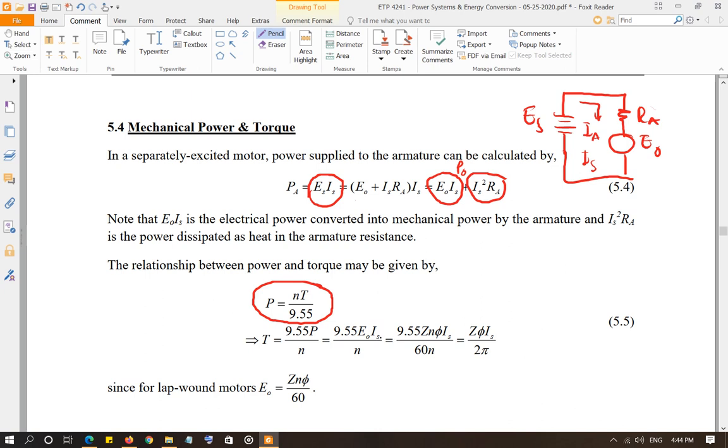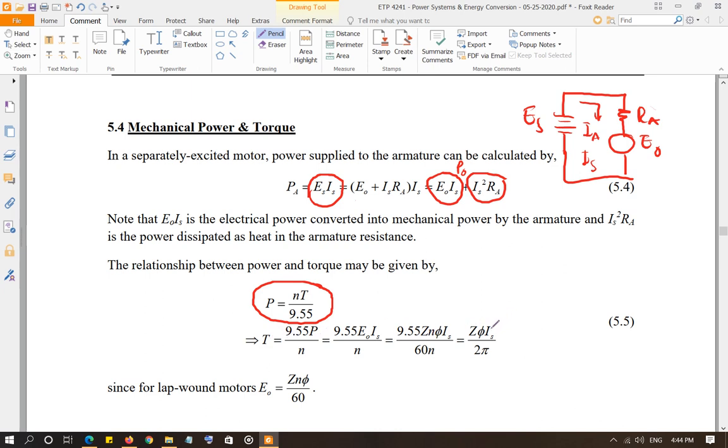So P is E naught IS, so you can write that down, and E naught is ZN phi over 60. So this is the basic relationship between P and T, and then T can also be written as Z phi IS over 2 pi, where 9.55 over 60 is 1 over 2 pi rather. So this is a simplified version in terms of the source current, the relationship of the source current and the torque. How much current is flowing?